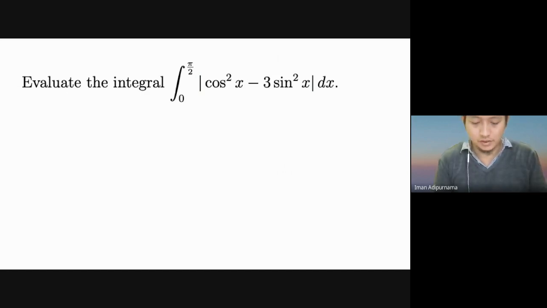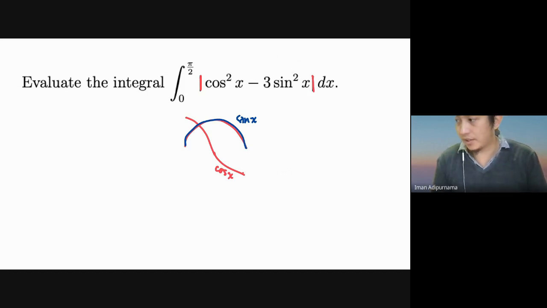So for example, like this. If this is the sine, this is the cos. Sometimes the sine is above the cos, or sometimes the cos is above the sine. So this symbol here means that no matter whether cos or sine is above, we need to calculate the area between those two curves. Okay?